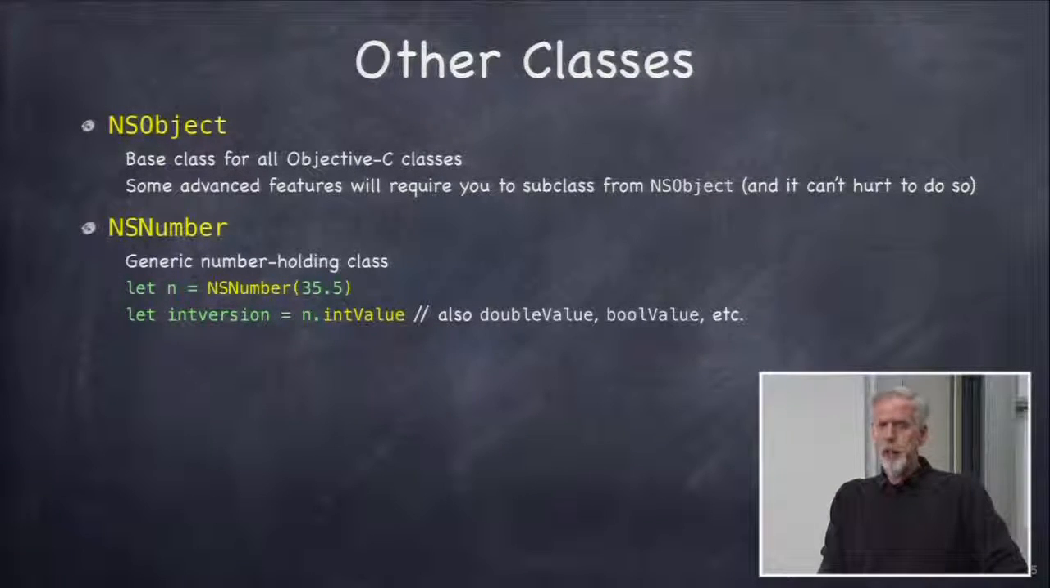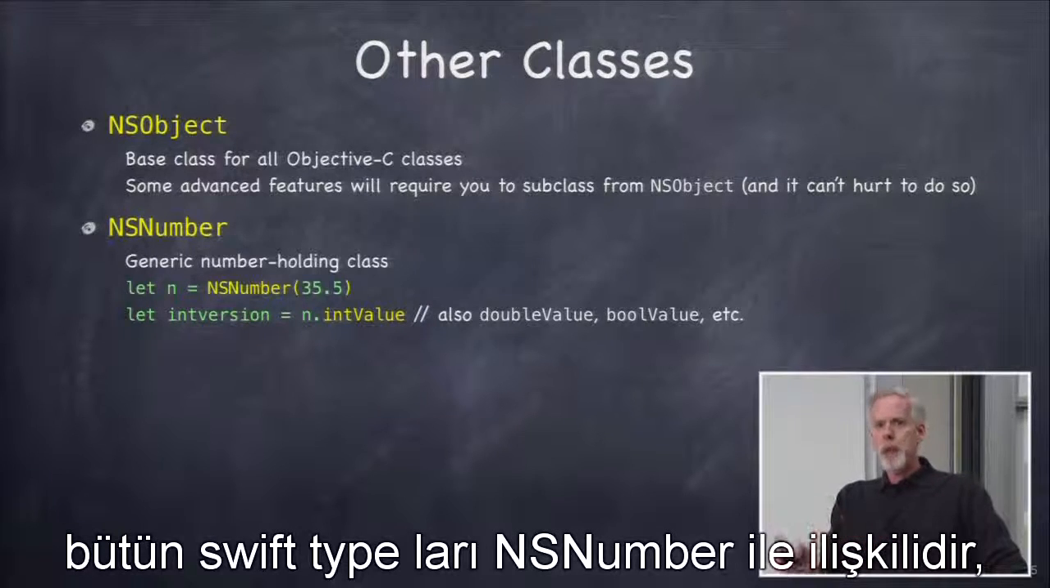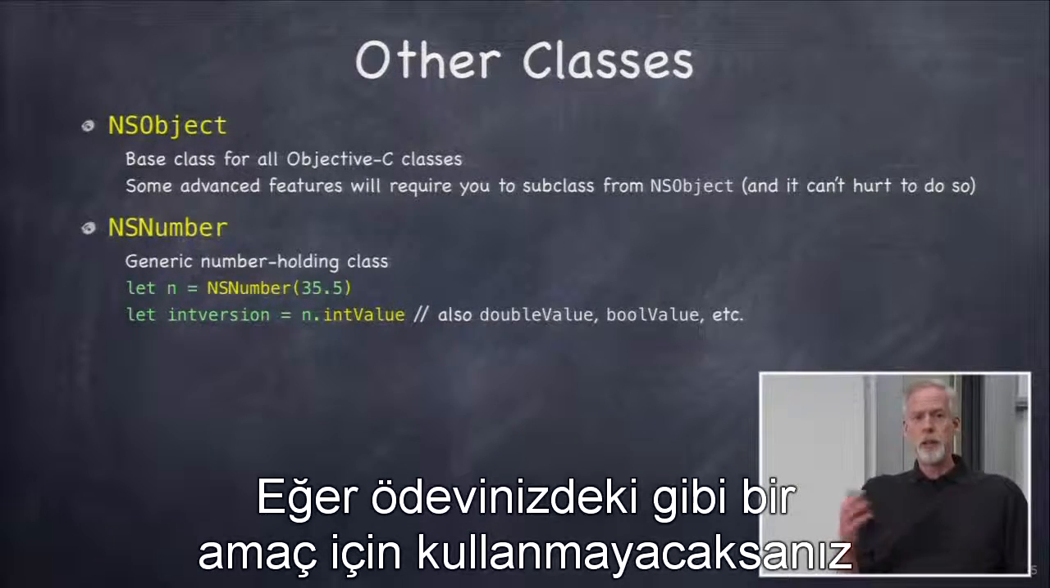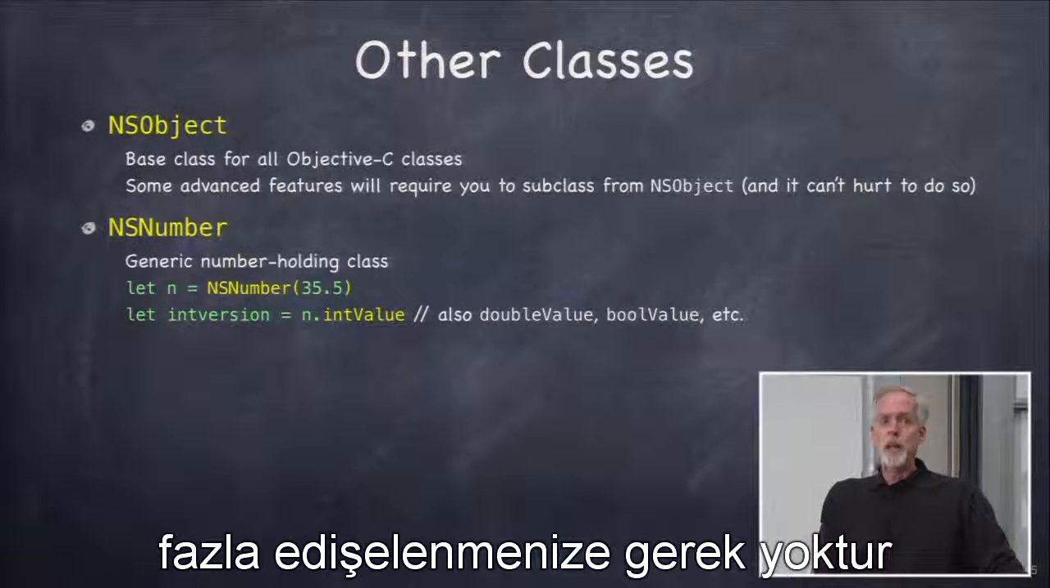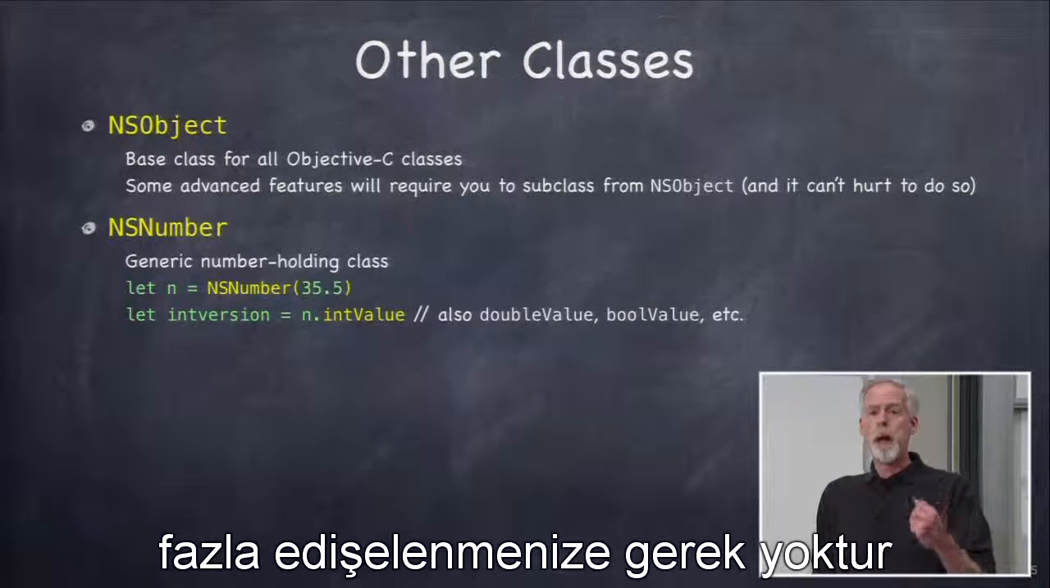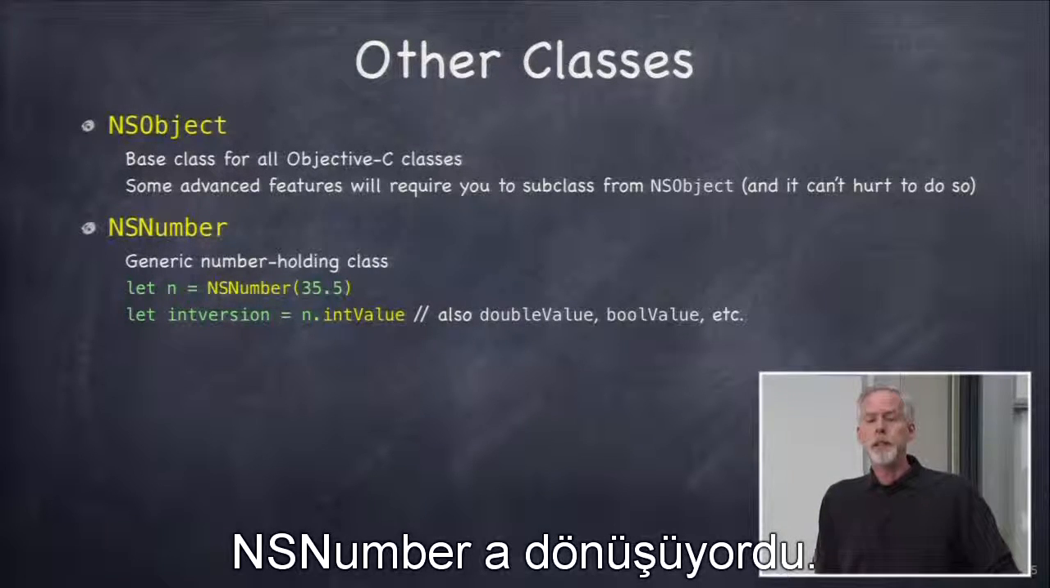I'm going to talk a little bit later about the fact that all those Swift types are kind of magically bridged to NSNumber, those ints and doubles. So you really don't even have to worry about NSNumber unless you're going to use something like the NSNumber formatter that we used in the assignment, because that thing returns an NSNumber.